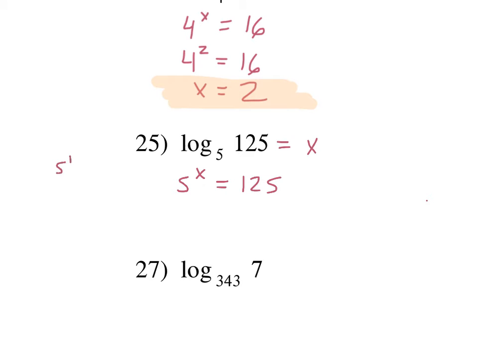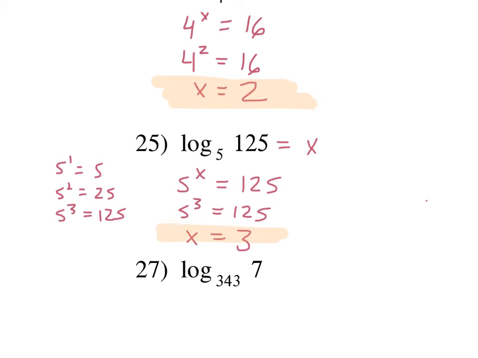So we could try 5 to the first power, which is just 5. 5 squared, which is 25. 5 to the third power would be like saying 5 times 5 times 5. So 25 times 5, which would give us 125. So we know 5 to the third power is 125. So x has to equal 3. Any questions on this one?